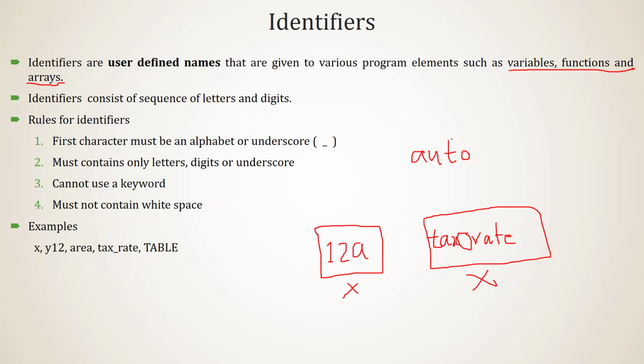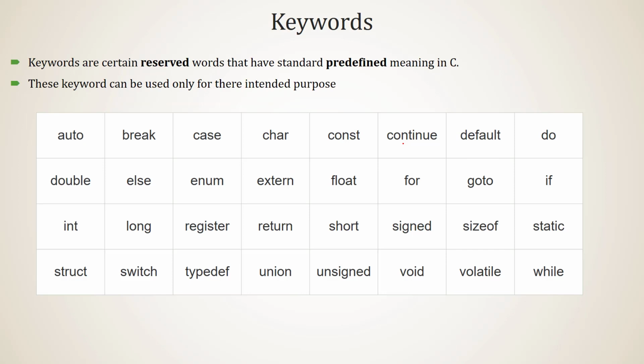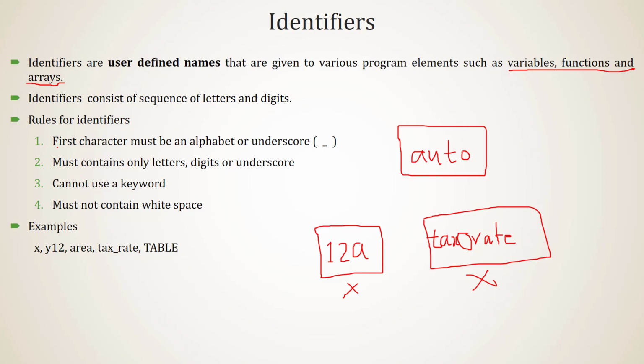Gautam, yes, sir. Can I use auto as a keyword, identifier? No, sir. Auto can't be used as an identifier because you are not yet familiar with those 32 keywords. Actually, auto is one of the keywords, so this keyword can't be used as an identifier.